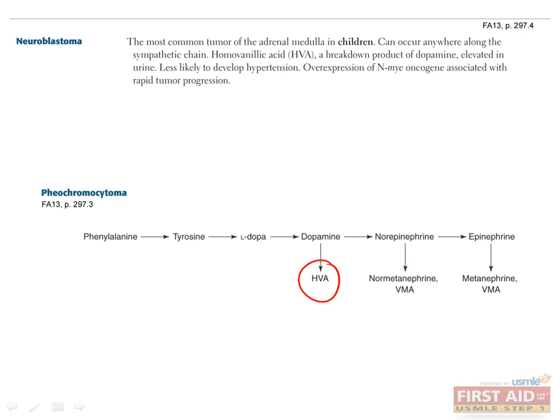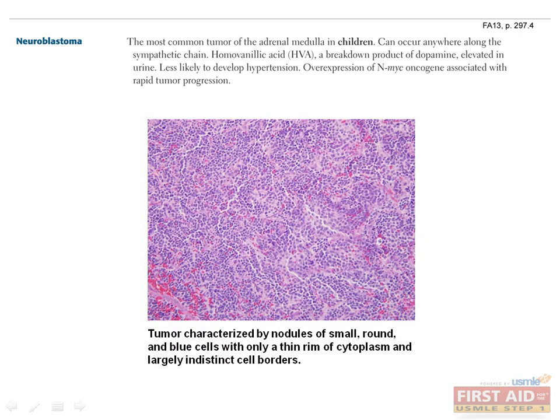The key oncogene for this tumor is N-MYC, which has been associated with rapid tumor progression. Histologically, neuroblastoma is characterized by small round blue cells that form Homer-Wright pseudo-rosettes. Remember this important association for the boards.